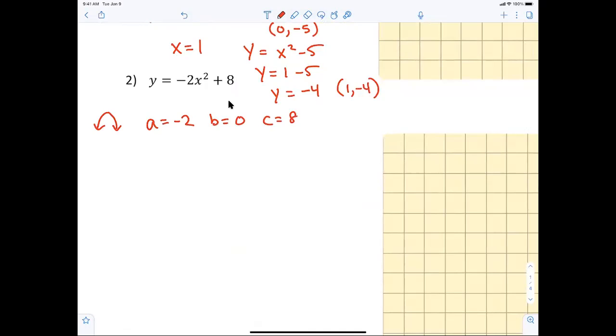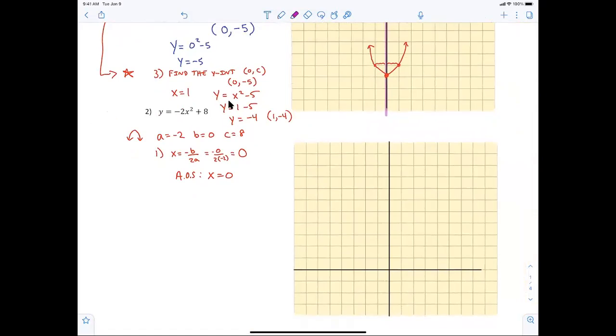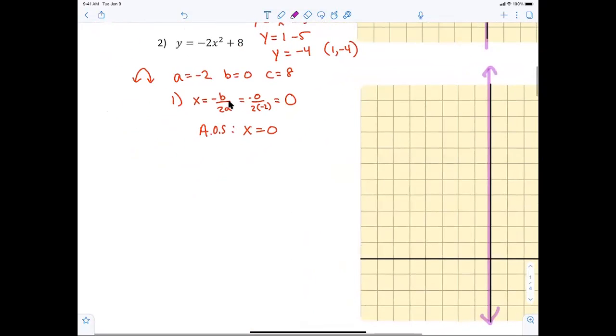Beautiful. So here we go. Number 1, everybody's going to write down x equals -b over 2a. And what's -b? 0 over 2 times -2. So it's just going to be what? 0 again. So AOS, x equals 0. So here we go. We're going to take this, draw x equals 0 again. Everybody happy with that?